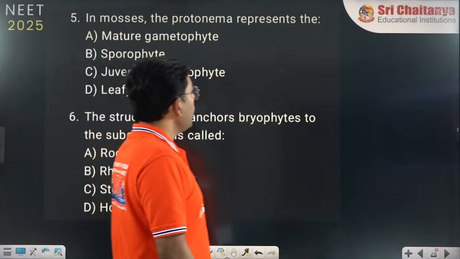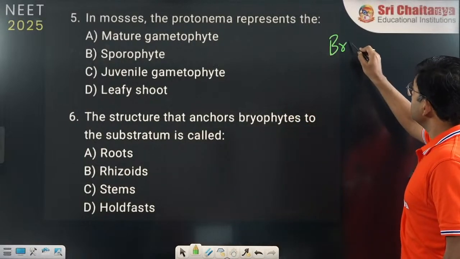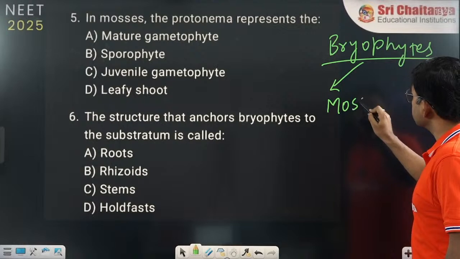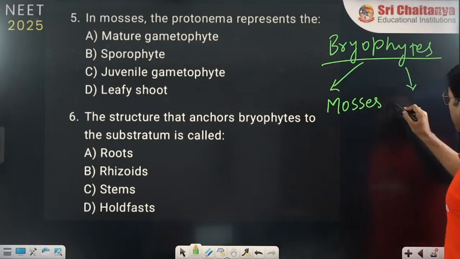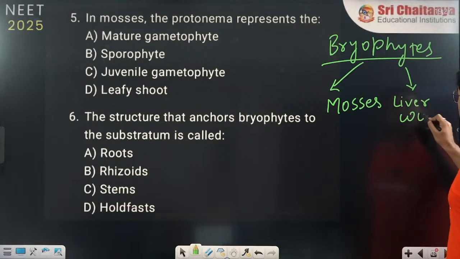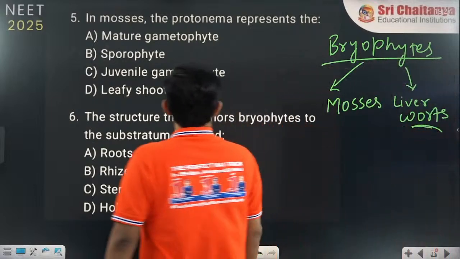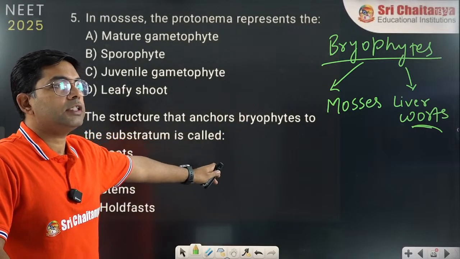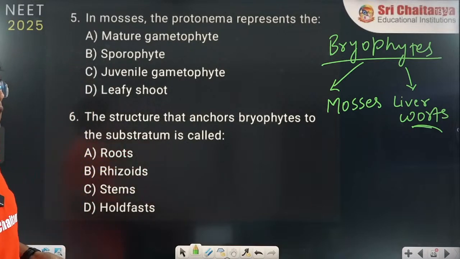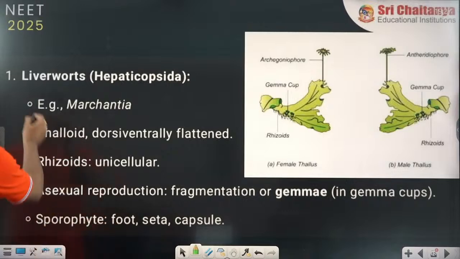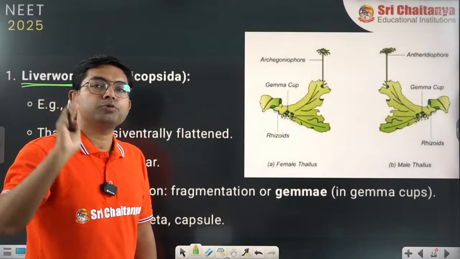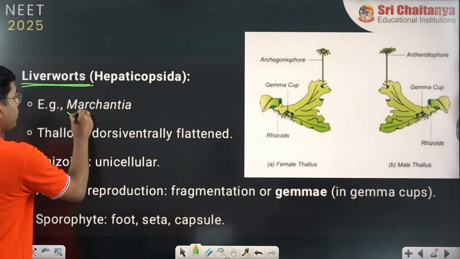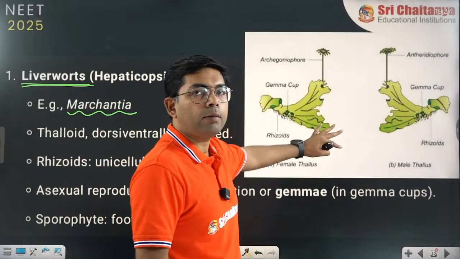In this case, bryophytes are basically divided into two parts: mosses and liverworts. We will understand this question when we see mosses and liverworts in detail. So first let's see liverworts. As I said, there are two types of bryophyte, one is mosses, another is liverworts. For liverworts, the example is Marchantia, as you can see here.